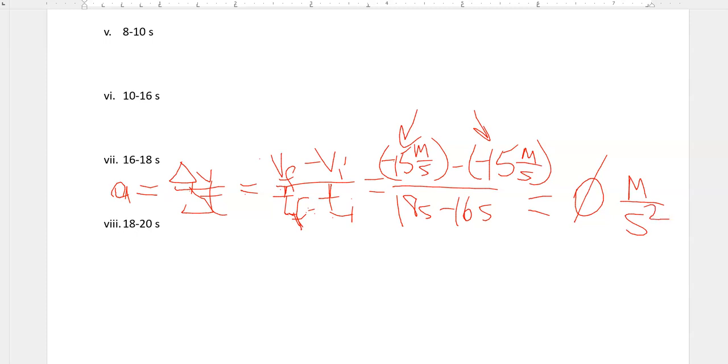So the slope is flat, the acceleration is 0. But the velocity is not 0. The velocity is a negative value. It's actually negative 15 meters per second.